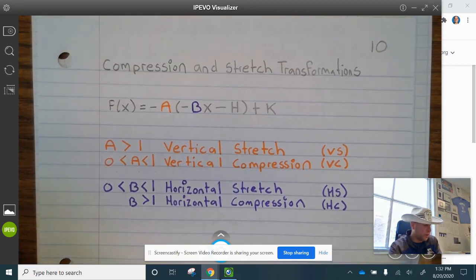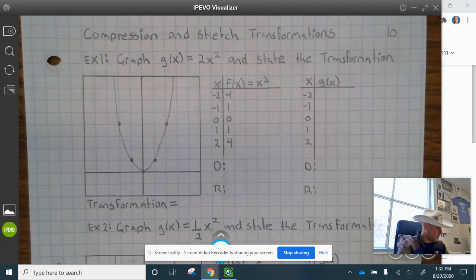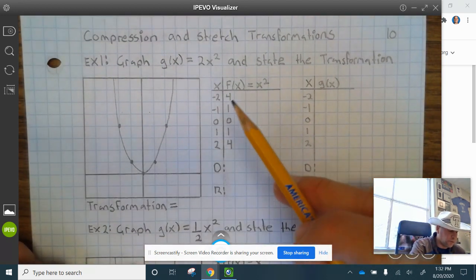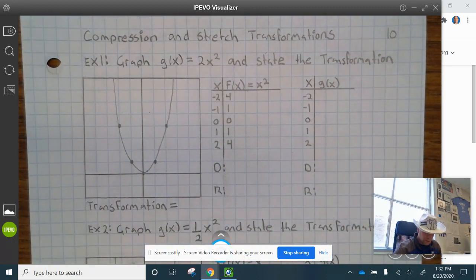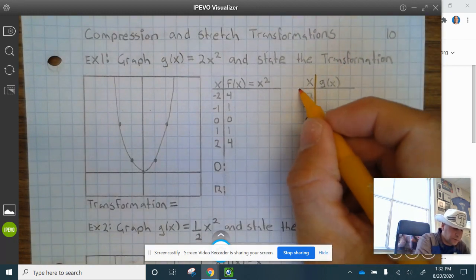Okay, notes complete. Let's take a look at the examples. All right. Journal page 10, compression and stretch transformations. Example 1. Graph g of x equals 2x squared and state the transformation. Well, first off, you notice that I've already graphed the parent function of x squared, okay? And you want to graph that first so you understand what the transformation is based on the parent function, okay? Now let's take a look at g of x.